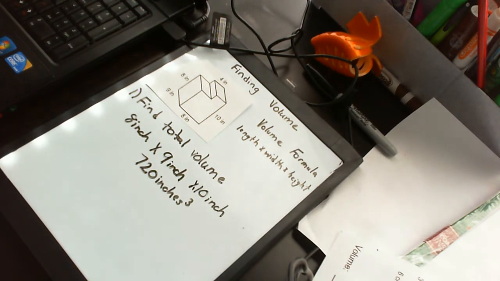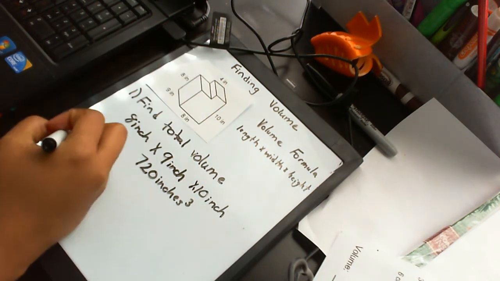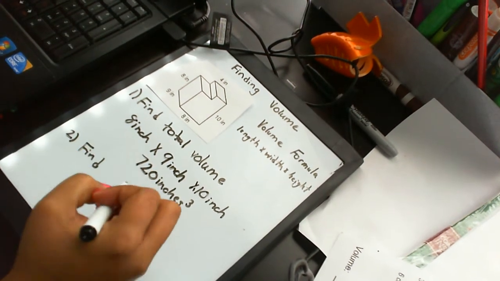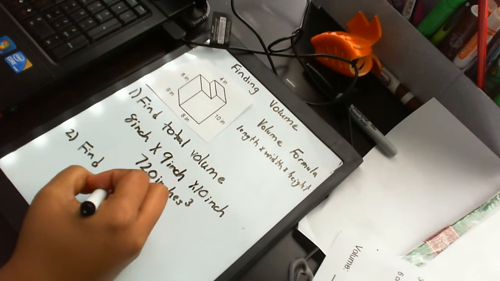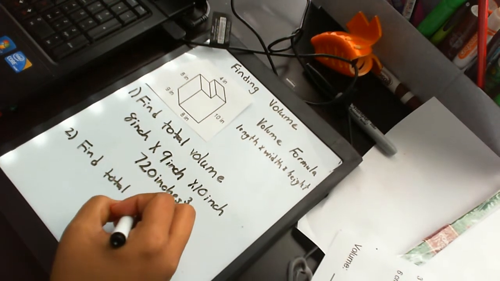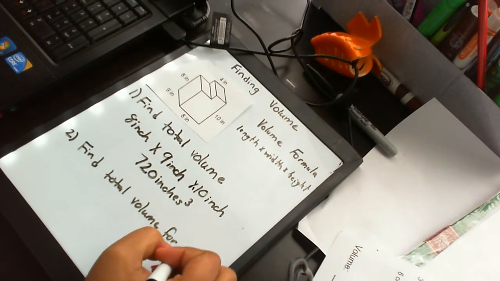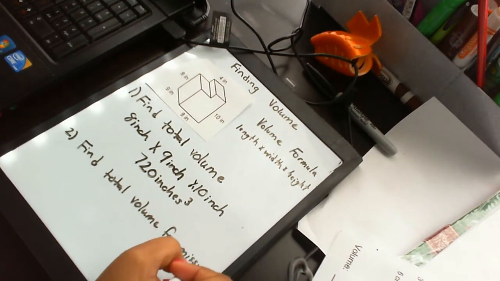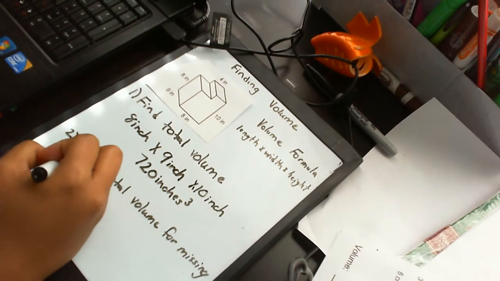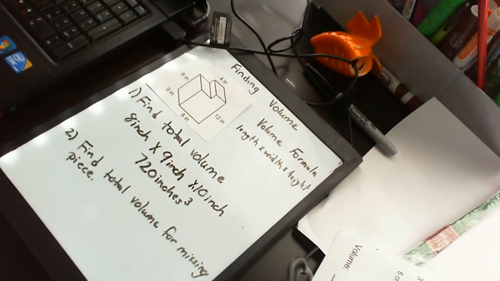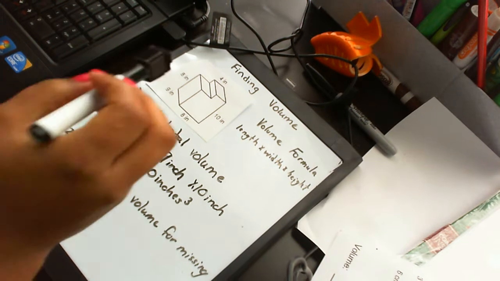But now we have to do the second part because it is missing a little chunk. And so we have to find the total volume for a missing piece. Alright, and this is where you really have to use your head.